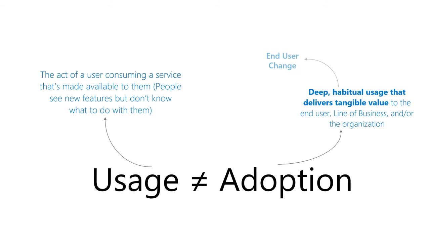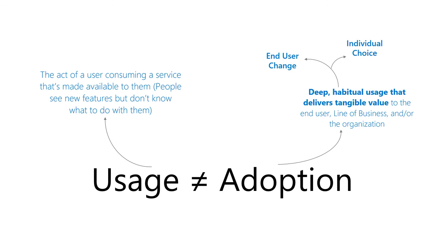Whereas adoption is defined as deep, habitual usage that creates tangible value. Think about it like brushing your teeth. Deep habitual usage. We all do it every single day. We don't have to think about it. And there's clear, tangible value in brushing our teeth. But the first day we got given the toothbrush, we didn't create the habit on the same day. We actually have to work on creating the habit.